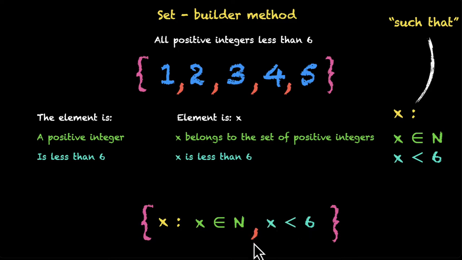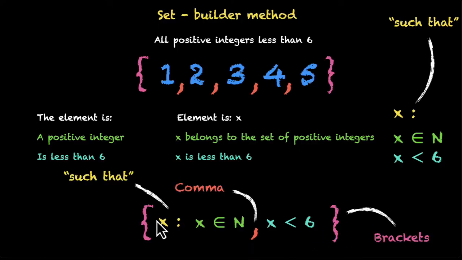You use a comma if you have more than a few rules. So this is a bracket, this is your comma, and this is your such that. You first write x, then you have such that, and after this you have the condition that x needs to satisfy. This is how you write things in the set builder method. Again, think of it as a question. If you solve this question, you'll get this answer.